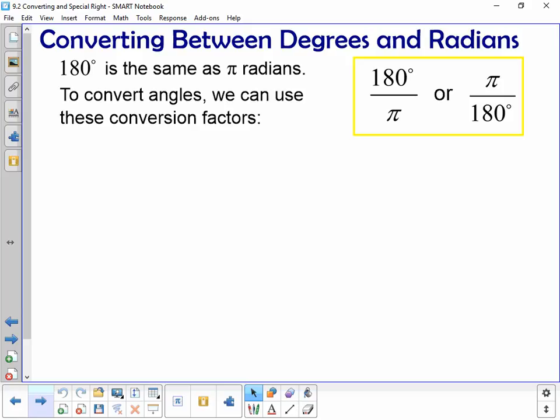So for radians and degrees, the conversion factor that we use relies on the fact that 180 degrees is exactly the same as pi radians. Those two rotations are exactly the same amount of rotation. So to convert angles, we can use these two conversion factors, either 180 over pi or pi over 180.